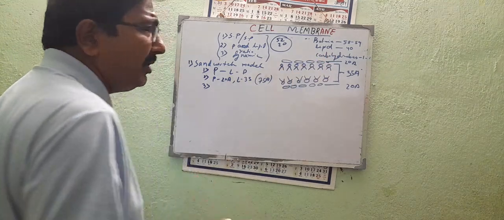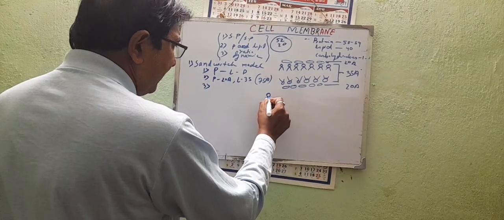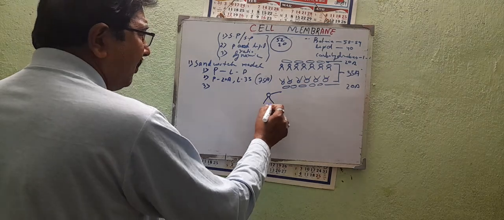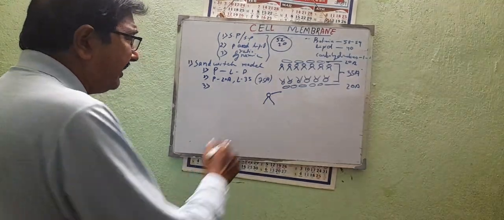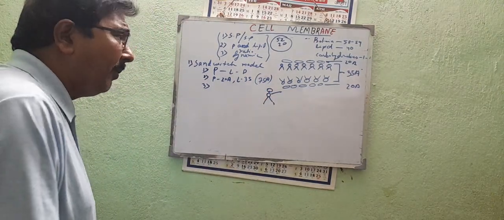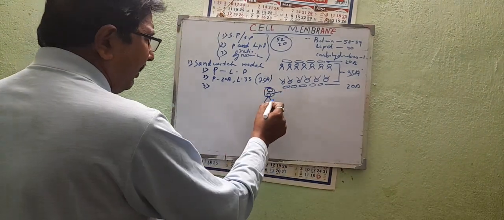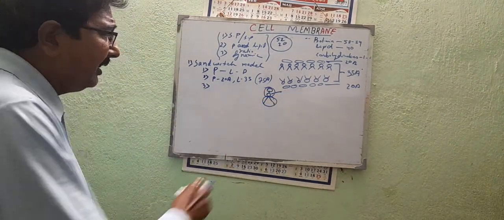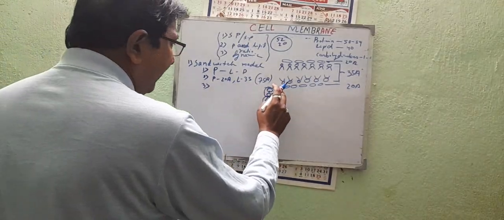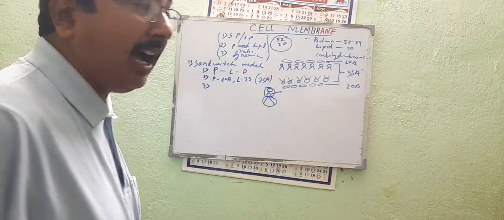Number three, its main component is phospholipid, meaning lipid. Which type of lipid? Phospholipid. Why phospholipid? Because this is the structure of the lipid. This is glycerol and two fatty acids are there, and phosphorus is also present. That's why it is called phospholipid. The upper portion is called the head and the lower portion is called the tail. The upper portion is the polar part, this is the non-polar part. The head part is hydrophilic and the tail part is hydrophobic.